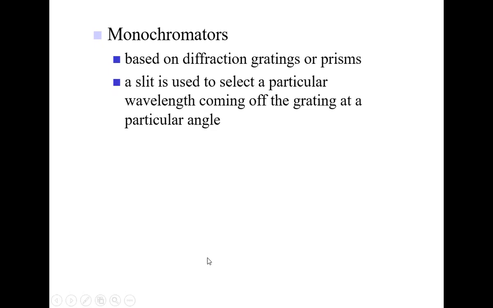So monochromators usually are based on diffraction gratings or prisms. Monochromators have various parts. After I show you a picture, I want to give you the various parts, but here they are. They are based on diffraction gratings. A slit is used to select a particular wavelength coming off the grating at a particular angle. Usually you have two types of slits: the incoming slit and the outgoing slit.